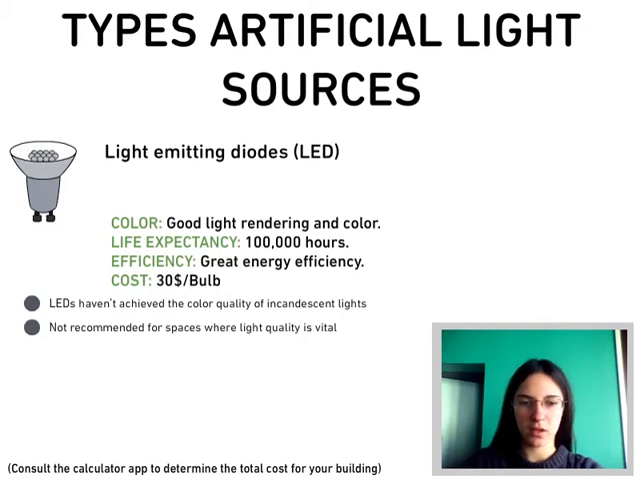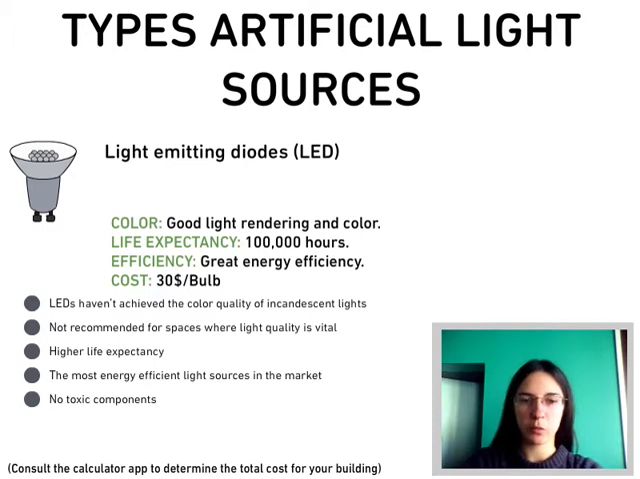LED lights have the highest life expectancy and ultra-low power consumption. They are by far the most energy-efficient light sources on the market. They contain no toxic components. Over its lifespan, one LED will prevent approximately half a ton of greenhouse gas emissions from entering the atmosphere. They are dimmable and light controls can be applied.